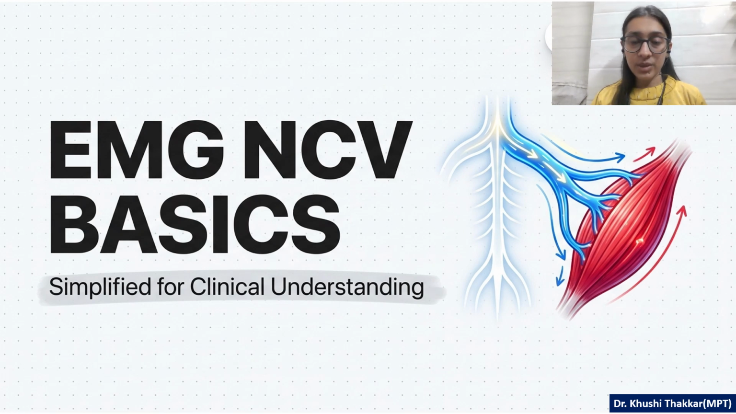Why do some patients have weakness but the MRI is completely normal? Why does the numbness sometimes not mean nerve damage? And how can a simple test tell you exactly where the problem is, be it nerve, muscle, or even the spinal cord? In the next 10 minutes, I'll make EMG NCV so simple you will never forget it.